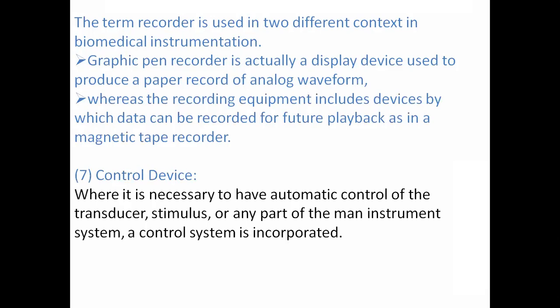Control system is incorporated. Suppose we have to control the transducer and stimulus or any part of the instrument. For that purpose, we can use the control system. The control system is the main part of the instrument system. Suppose we want to measure with any one transducer, or connect any one transducer, that will be done by the control system. Otherwise, suppose we want to use all the transducers at a time, the usage of those transducers and the gathering of that information should all be under the control of the control system.